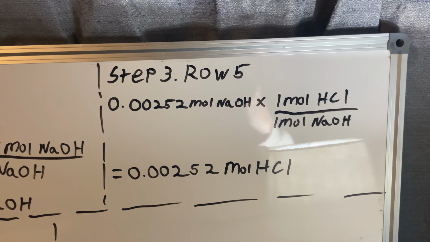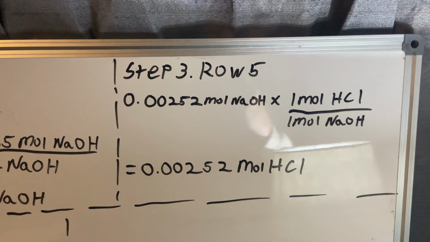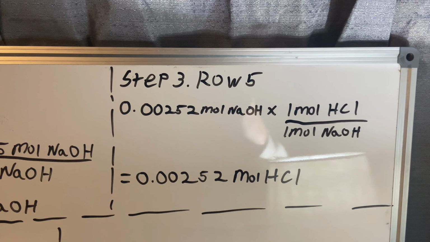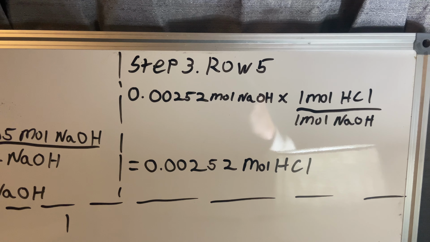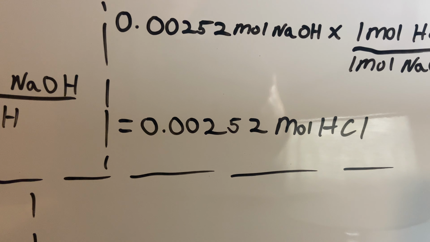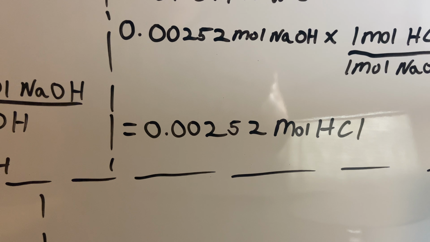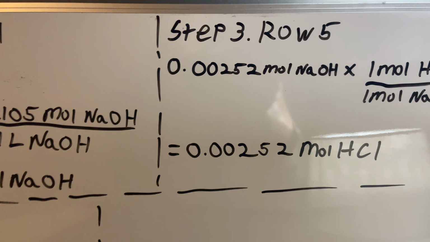For step 3, the moles of NaOH is going to equal the moles of HCl because the endpoint that needs to be reached is going to have a 1-to-1 ratio of NaOH to HCl. So the amount of HCl is also 0.0252 moles.